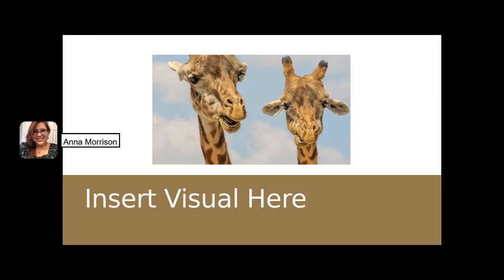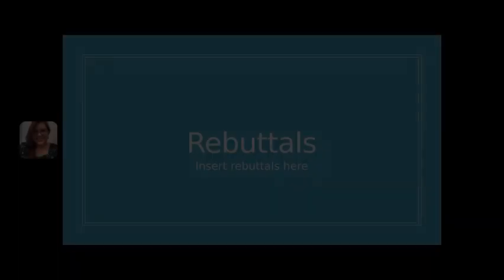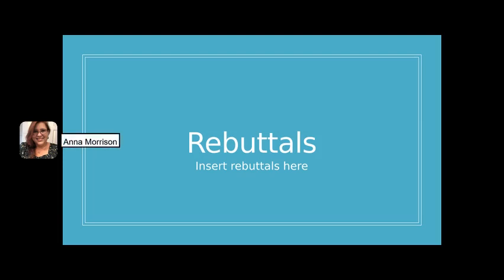So here we have another visual. And when you have more than 3 supporting points, you want to continue this pattern for your 4th and or 5th supporting point if you have those for your topic. Next, we want to have the possible oppositions to your claim, and you just go ahead and list those there. This is another example of a placeholder slide. You would insert your actual rebuttals here.